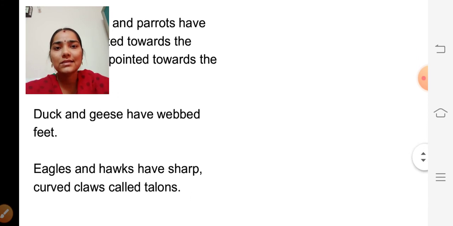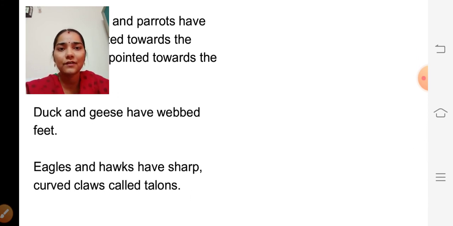Next one is eagles and hawks have short curved claws called talons, because eagles are using their claws to catch the animals, isn't it? So they have sharp curved claws called talons. Okay children, is it clear?